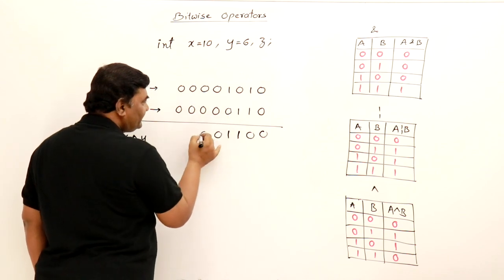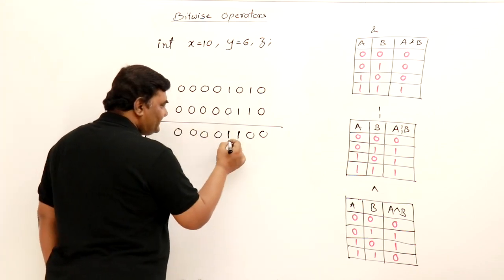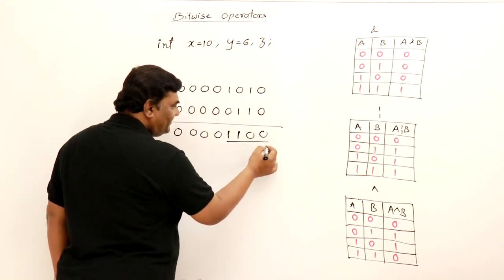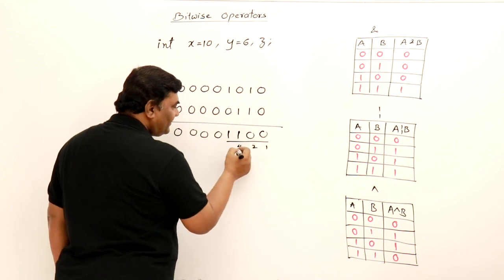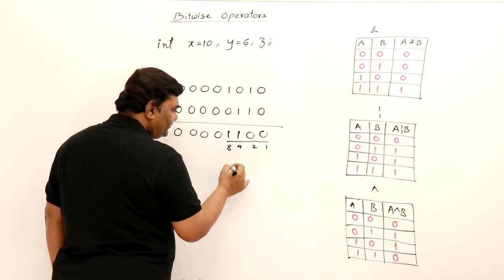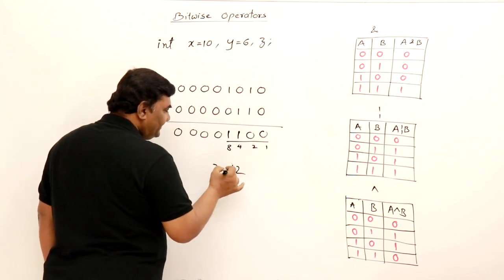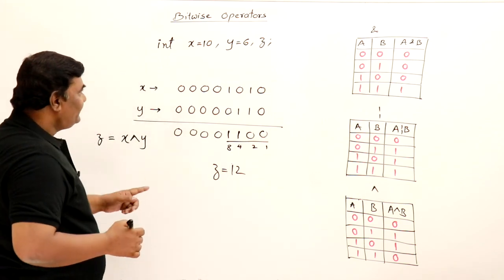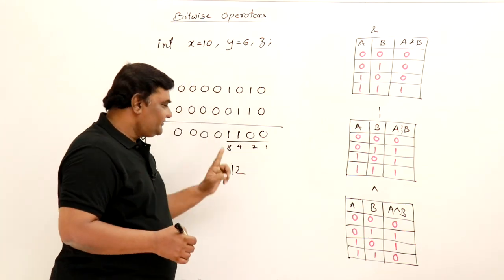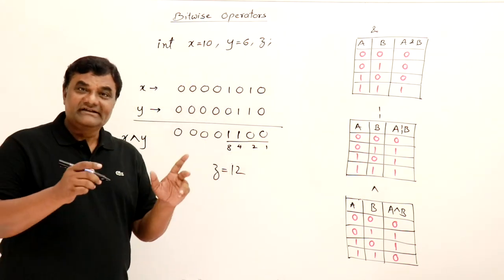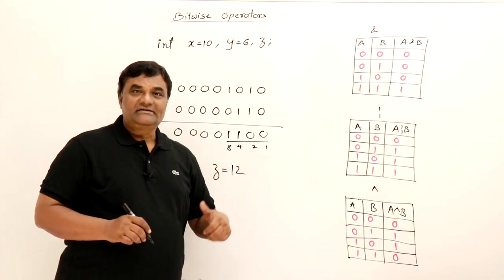Both are 0, so these are all 0. Then all these leading zeros are there. This is the binary number we got. How much is this? This is 1, 2, 4, 8. So this is 12. So the z value will be 12. So performing XOR upon 10 and 6 gives 12. So this is the XOR operation. Now let us look at left shift.